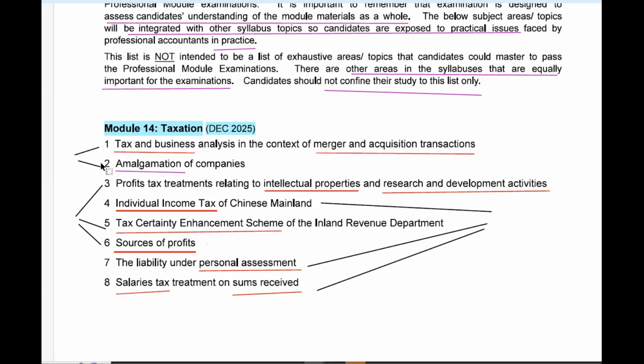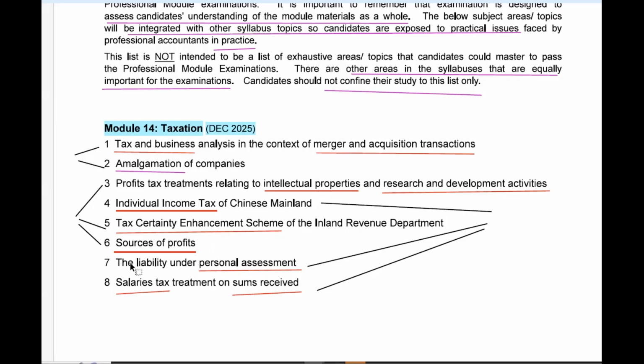So 1 and 2 are for companies merged together, or amalgamation, group companies merged together. And then 3, 5, 6 are for profits tax: income or expense for IP and R&D, item 3; the tax certainty enhancement scheme for badges of trade determination; then source of profits for IP income. You need to use DIPN 21 and 22.